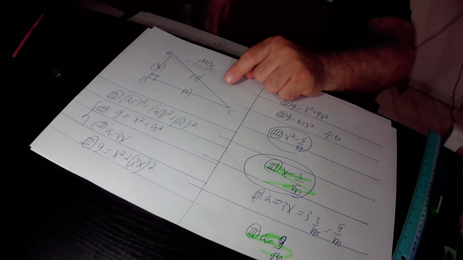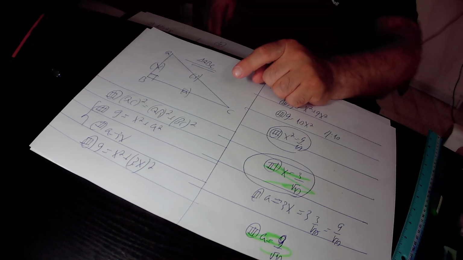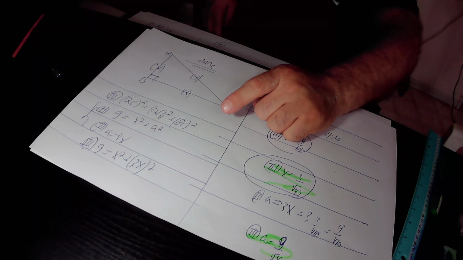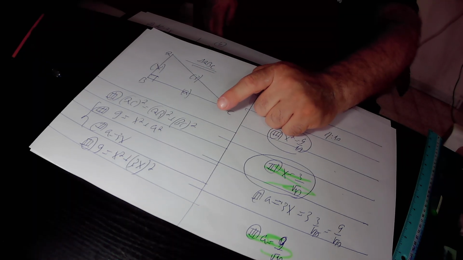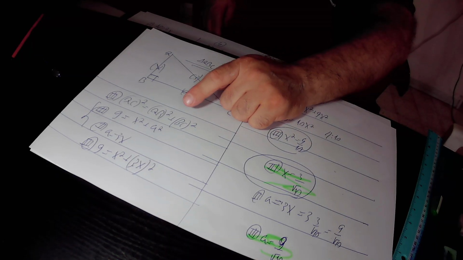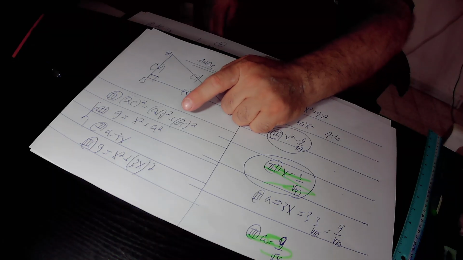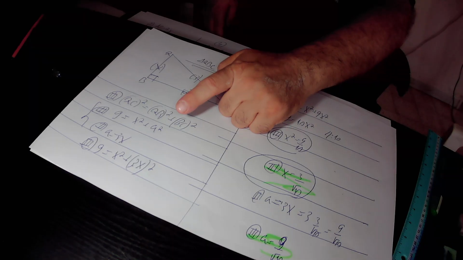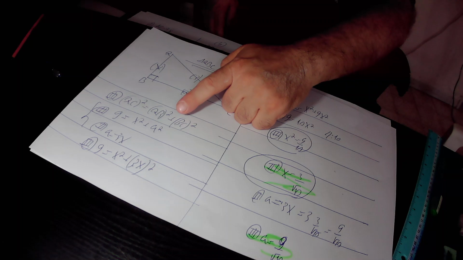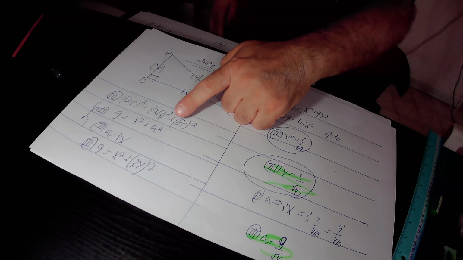QC is 3, therefore QC squared is 3 squared, that is 9, and it is equal to QB squared. QB is x, therefore QB squared is x squared, plus BC squared. BC is a, therefore BC squared is a squared. So in total, according to equation 3, 9 equals x squared plus a squared. According to equation 2, we already found that a equals 3x. If a equals 3x, it means that a squared must be equal to 3x squared.